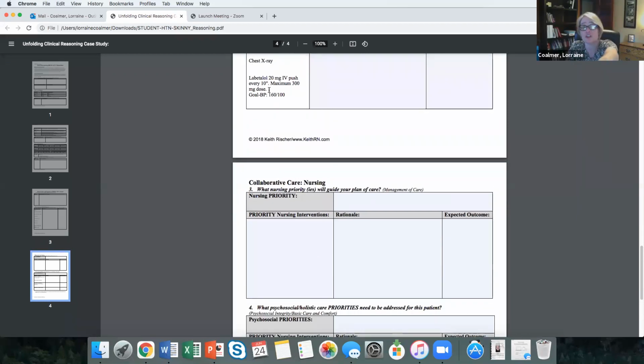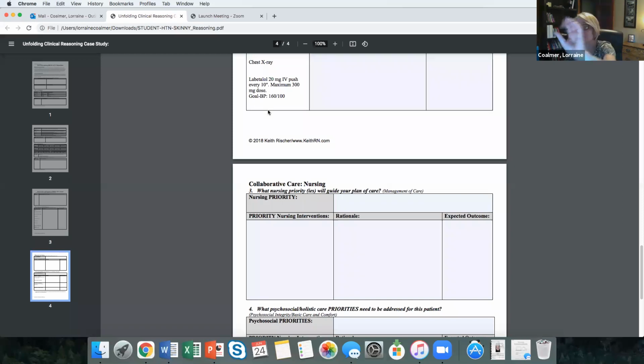So labetalol, and do you see this? It's 20 milligrams every 10 minutes. Do you see how frequently I can give that? That's why I said we normally do that in the ICU. And I want you to see what the goal of the BP is. It's not normal, is it? No. Please remember that. You're not dropping them low, guys. They're going to tell you what the goal is, your cardiologist or whoever's ordering these medications.